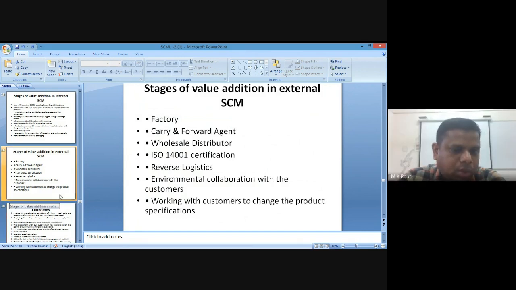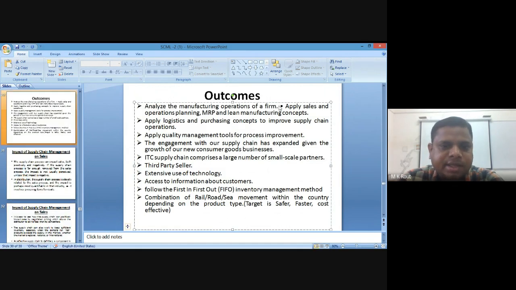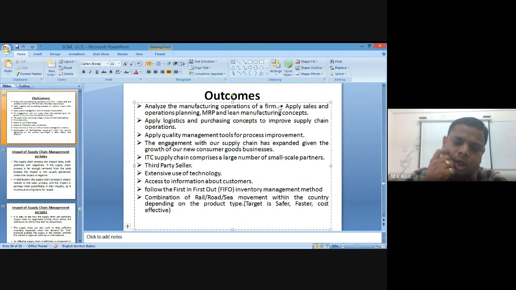Okay. So these are the value addition in case of external supply chain management. And what are the outcomes? The outcomes are: analyze the manufacturing operation of a firm. The next one is apply sales and operation planning, that is material resource planning and lean manufacturing concept. The next outcome is apply logistics and purchase concepts to improve supply chain operation. Point number 3, apply quality management tools like your PDCA cycle, Kaizen, and Kanban. These are the basic quality management tools which are implemented for process improvement.